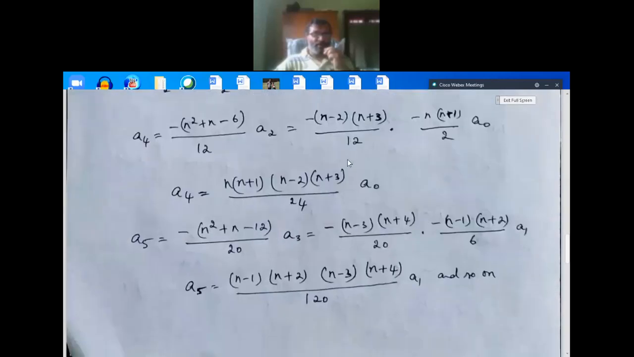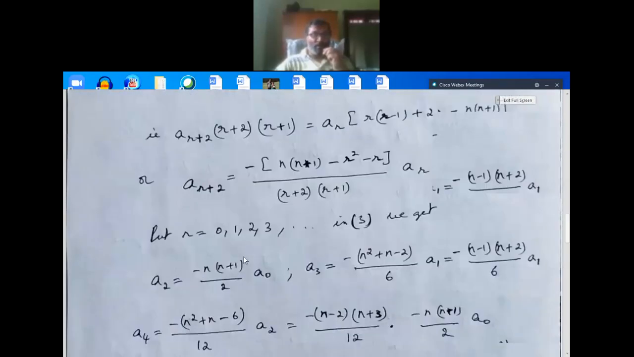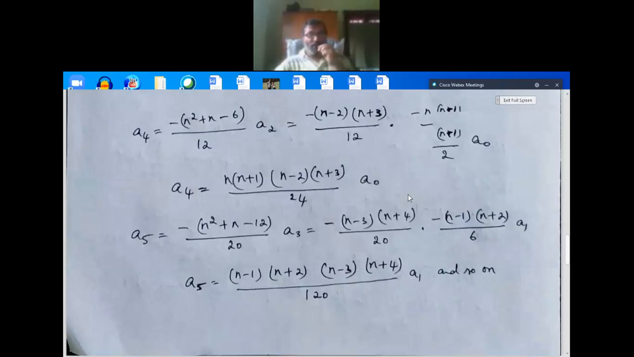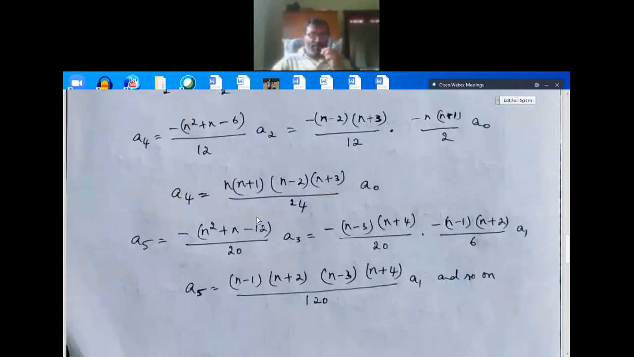So I get the equation as like this. See, a5 minus of n squared plus n, put here r equals 3. This will be a3. So I put like that. So I'll get minus of n squared plus n minus 12 divided by 20 of a3. Okay. Now I can factorize this. Minus of n minus 3 into n plus 4 divided by 20.